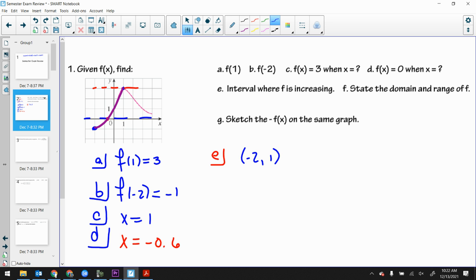And I would say we would use parentheses because at 1, is it still increasing? No, at 1 it's reached its apex. And we'll talk about what that means in terms of the derivative. I think on the key it's shown as brackets for both. Is it? Okay. I'll be a little bit lenient on that.